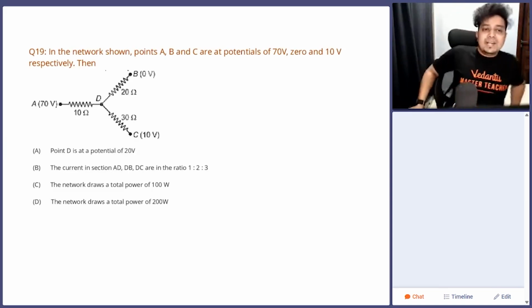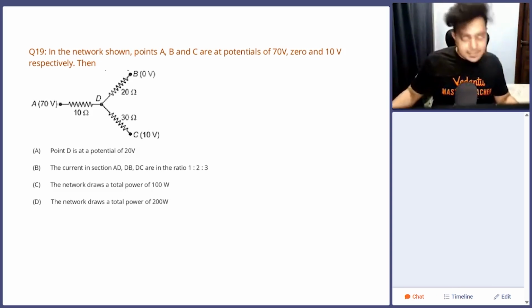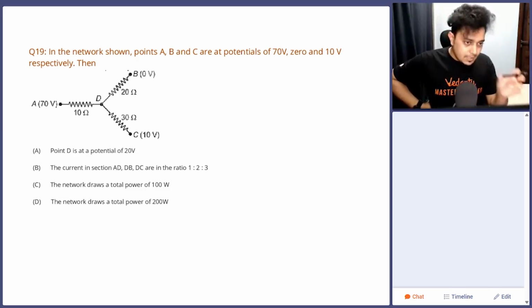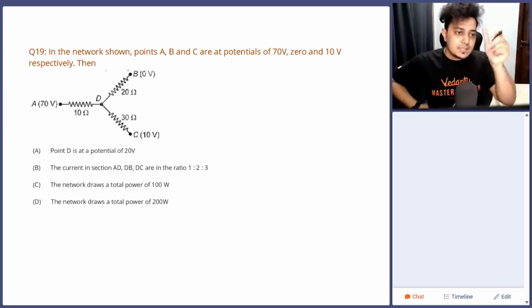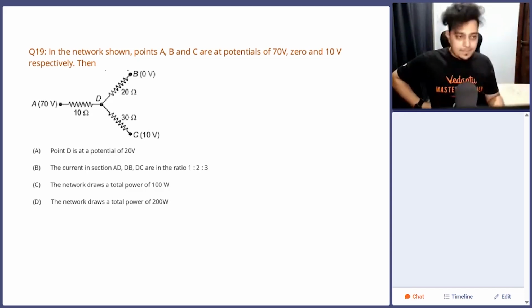In the network shown, points A, B, and C are at potentials of 70 volt, 0 volt, and 10 volt respectively. Then some statements are made, and we have to figure out which statement is correct and which statement is wrong. Point D is at potential of 20 volt. Current in the sections AD, DB, DC are in the ratio of 1:2:3. Network draws total power of 100 watt. Network draws total power of 200 watt.